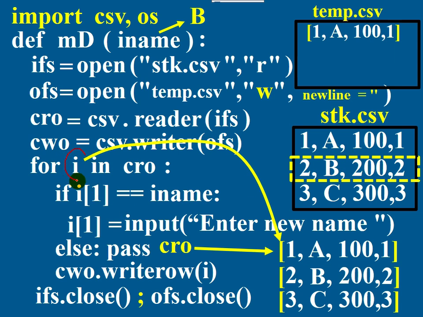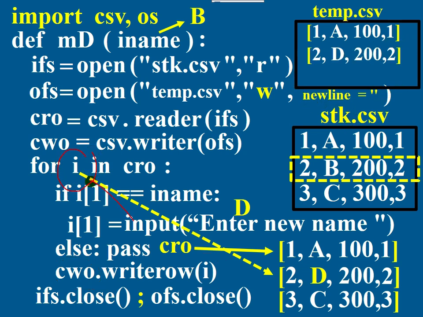Again, for I in CRO, now I will point to the second list. This time what is I of 1? B. What does I name contain? B. So B equal to B, correct. So what should happen? The new item name should be entered from the keyboard and that should be assigned to I of 1. Suppose the new name entered from the keyboard is D, then your I of 1 will contain D. So this will contain D. And then that new list should be written to the temporary CSV file. So it will come here.